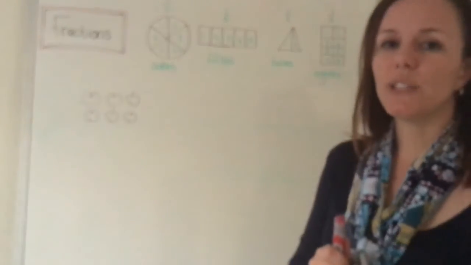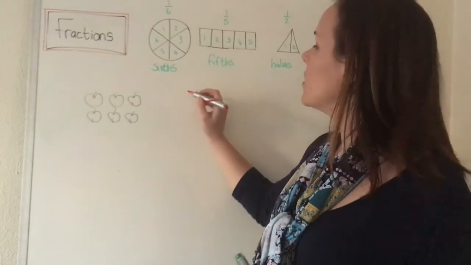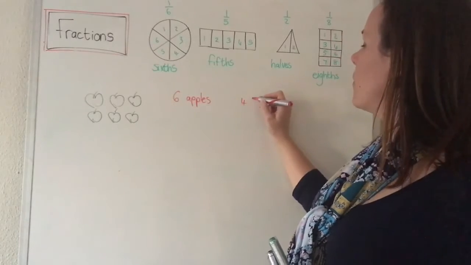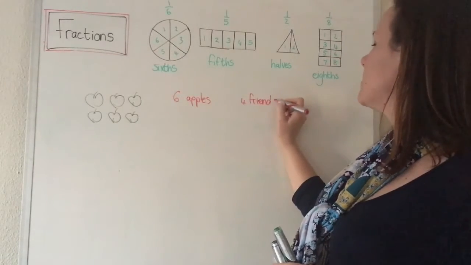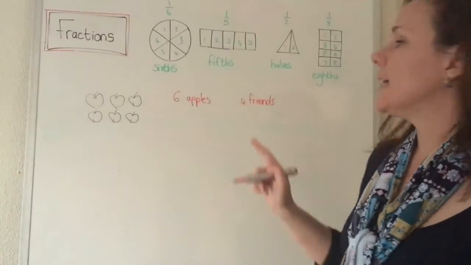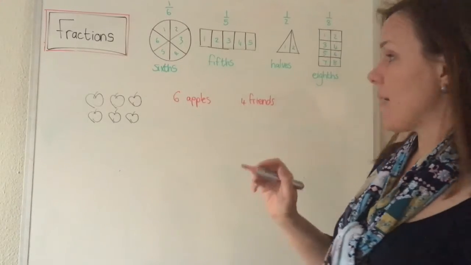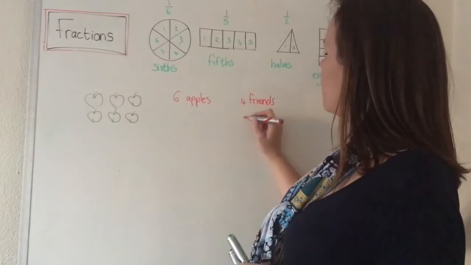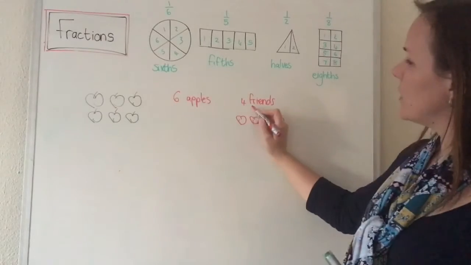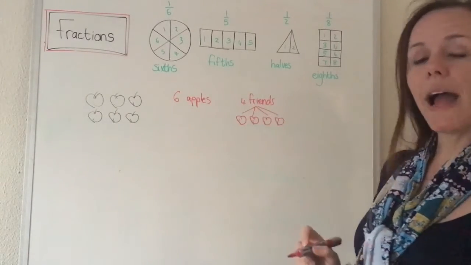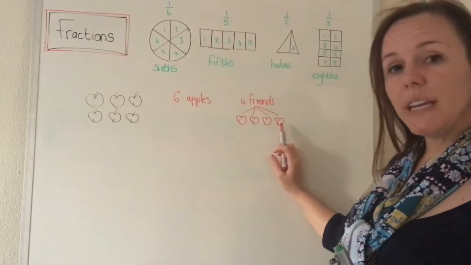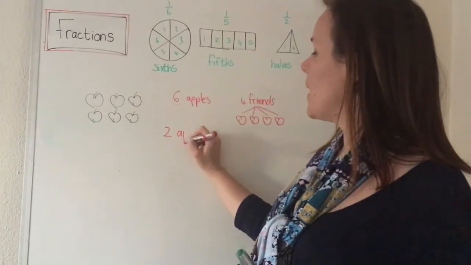So this is how we're going to do it with fractions. First of all, there are 6 apples, but there are 4 friends. So that means there are more apples than there are friends. So I can start off by giving each friend 1 whole apple. So now I have 4 apples, 1, 2, 3, 4, because my 4 friends each took 1 whole apple. So how many do I have left? If I had 6 apples and I gave 1 to each of them, then I have 2 apples left.